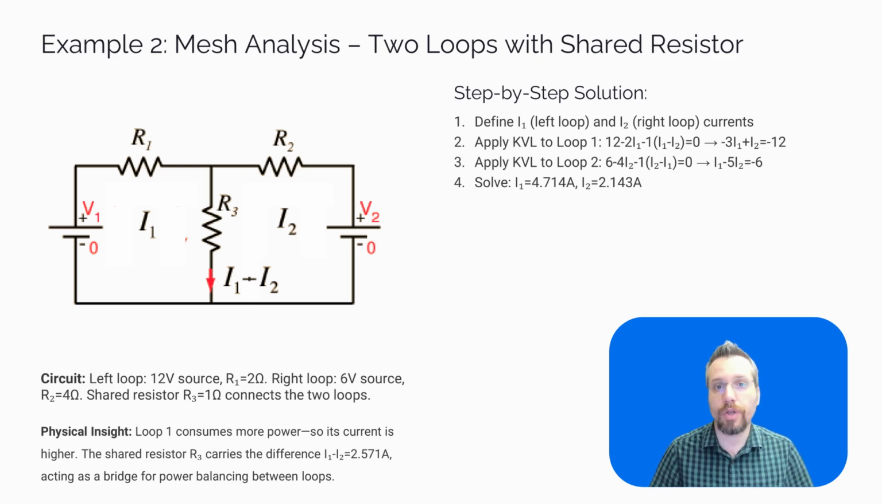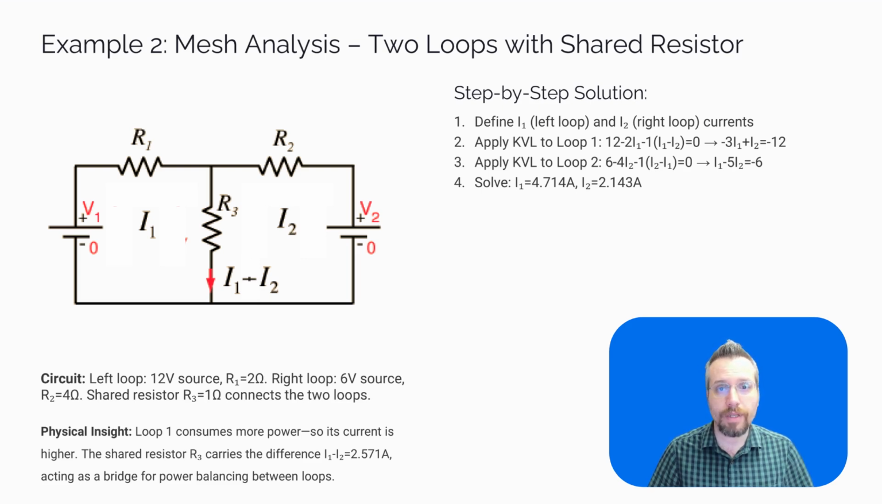Let's consider a two-loop circuit with two voltage sources, like you see in the image. The left loop includes a voltage source equal to 12 volts connected to a 2 ohm resistance. The right loop includes a voltage source equal to 6 volts connected to a 4 ohm resistance. Both loops share a 1 ohm resistor. Let's assume that I1 is the left loop current and I2 is the right loop current. Conducting a KVL over loop 1, we see that 12 volts minus I1 times 2 ohms minus the difference of both currents times 1 ohm is equal to 0. In the right loop, we see that 6 volts minus I2 times 4 ohms minus the difference of the currents times 1 ohm is equal to 0.